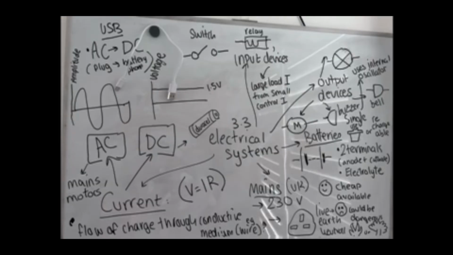Finally, output devices of lamps. So lamps are output devices that create light. Now, you've got the symbol of the lamp there, and it's normally a filament lamp, so that's the filament lamp symbol, and you've got this filament wire which heats up, and as it heats up it emits light, and that's used as an output device for an electrical system.